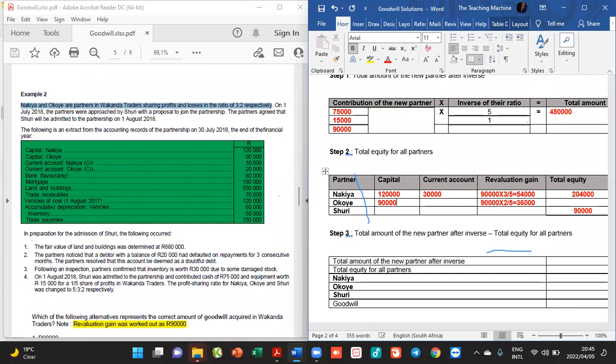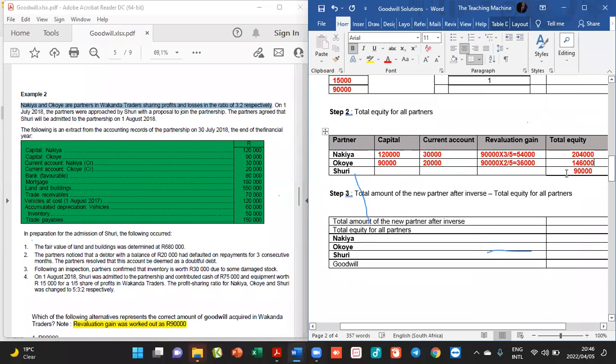Okay, for Okoye, you have capital of 90,000. You have current account of 20,000. Thank you very much. And you have the revaluation gain of 36,000. How do you get total equity? 90,000 plus 20,000 plus 36,000. It's 146,000. How much? 146,000. Okay, we are done with step number 2.